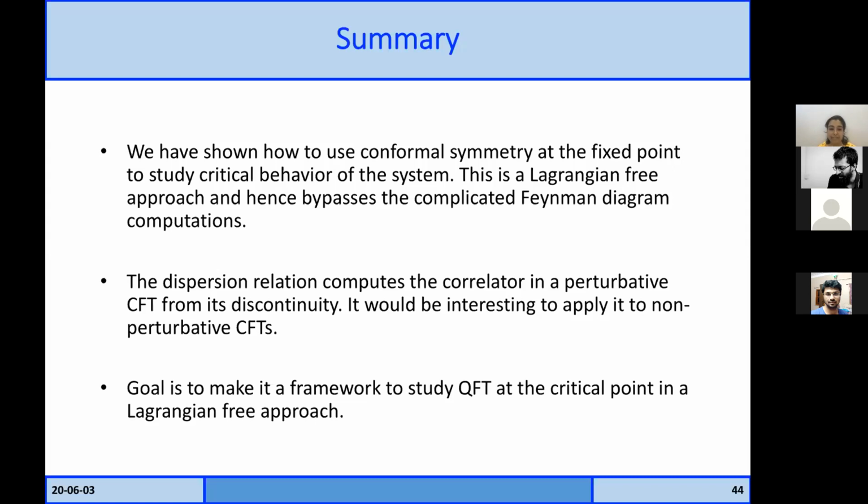And eventually the goal will be to make this a framework to study quantum field theory at critical point in a Lagrangian free approach. So I think I should stop now.